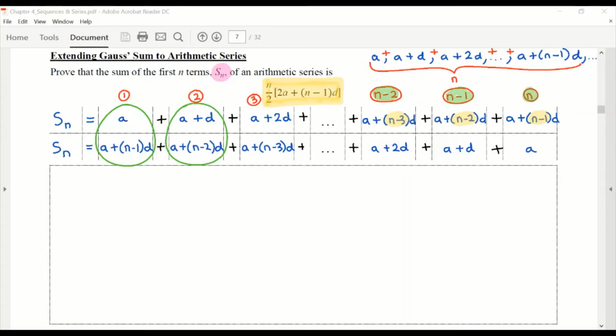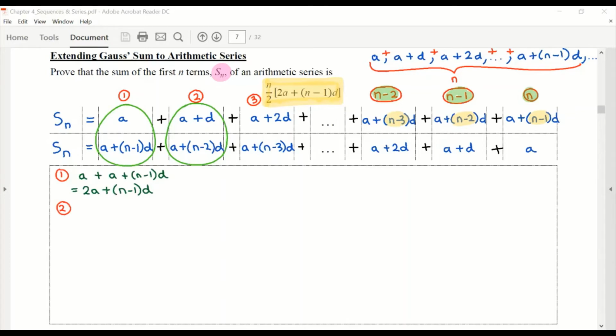So this is for term 1. This is just an aside; it's not officially part of the working out. If I add a plus n subtract 1 d, what do I get? Well, I'm going to get 2a added to n subtract 1 d. So I've basically just doubled the amount of a I've got. How does that compare in the second column when I add up a plus d and a plus n minus 2d?